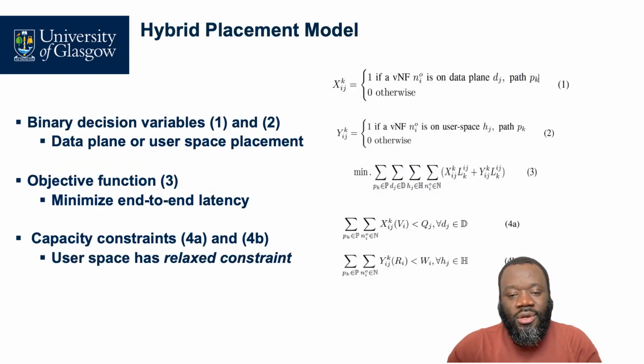So first we started with two binary decision variables, X and Y, as you can see in equations 1 and 2. So data plane or user space placement, essentially. Then we made use of equation 3, which is the objective function that minimizes end-to-end latency. Then the capacity constraints are introduced in equation 4, and 4a and 4b. Essentially, we're checking what's the capacity of the data plane nodes first before we carry out placements, and what's the capacity of user space nodes in equation 4b.